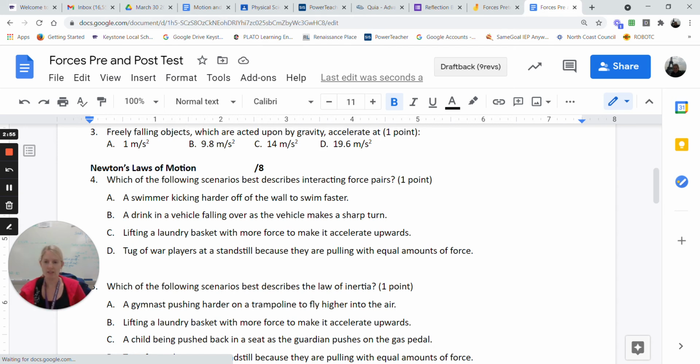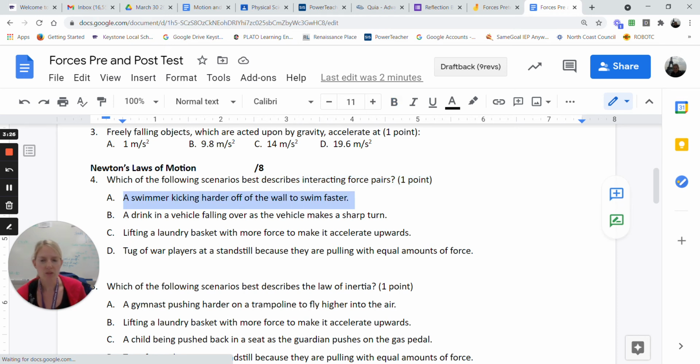if I push on my desk here and I'm sitting in this rolly chair, right? I push on the desk, but the chair pushes back on me and I'm able to roll away. So I push on the desk, it pushes back on me. That's an example of interacting force pairs. So in our examples that we have here, a push that leads to another push on a different object, right? 2 objects involved. It would be option A.